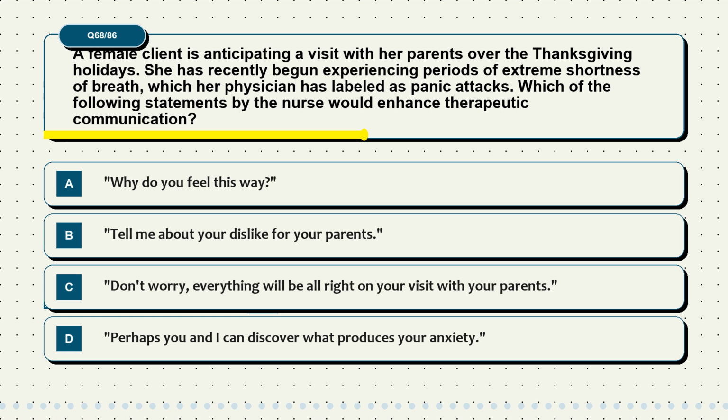Here are the options. Option A: why do you feel this way? Option B: tell me about your dislike for your parents. Option C: don't worry, everything will be all right on your visit with your parents. Option D: perhaps you and I can discover what produces your anxiety.